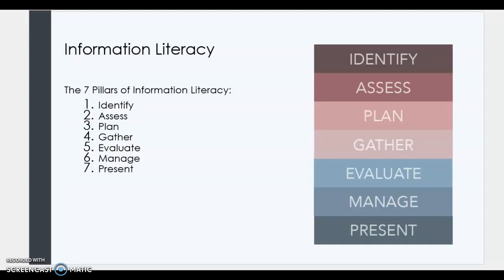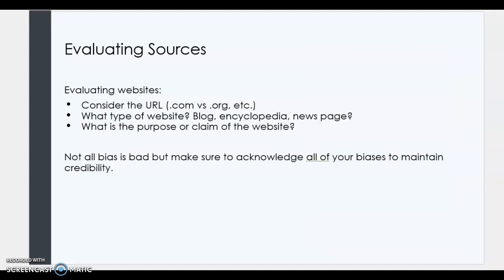All right, information literacy. There are 7 pillars of information literacy: identify, assess, plan, gather, evaluate, manage, and present. So how do we evaluate sources? Well, consider the URL. If it's a .com, they may possibly be trying to sell you something, so keep that in mind. Not all .coms are selling something, but a lot of them are. Versus orgs are generally better, or gov, hopefully.